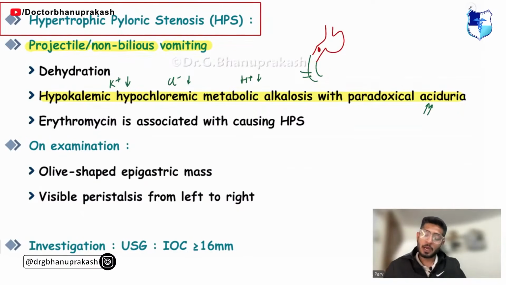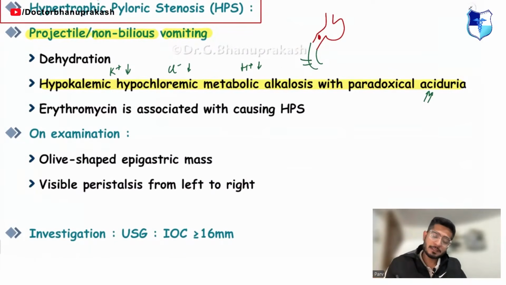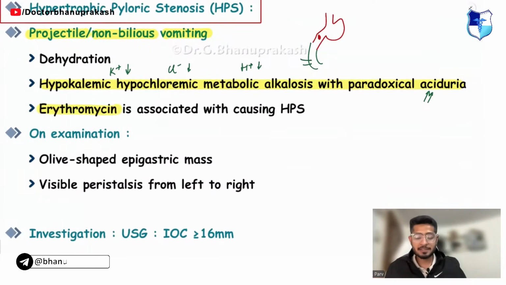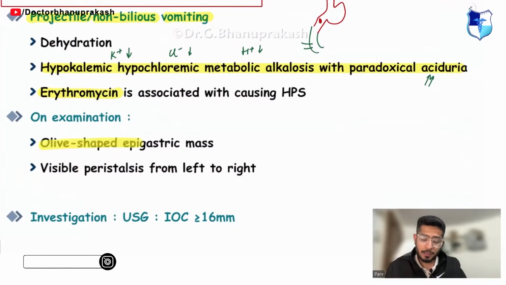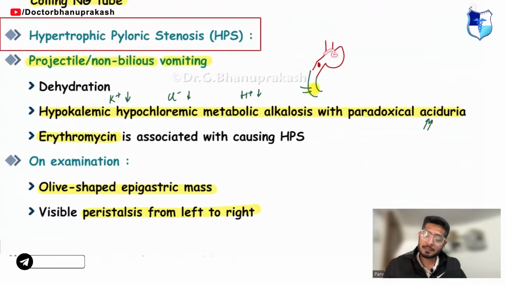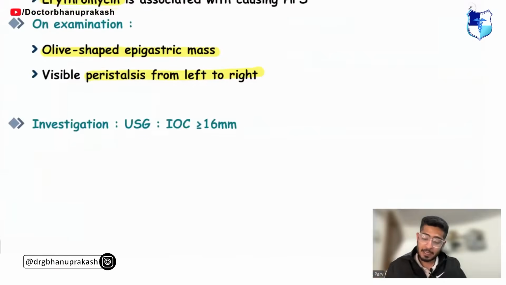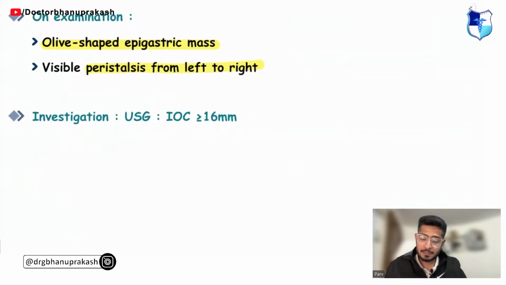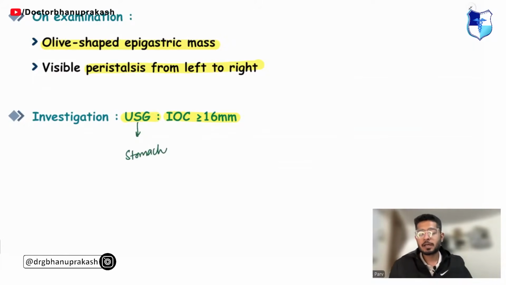ठीक है, अब हम नेक्स्ट बात करते हैं एरिथ्रोमाइसिन. ये ड्रग जो है ना, ये एसोसिएटेड होता है CHPS के साथ. You will have an olive shaped mass, बिकॉज यहाँ पर तो स्टेनोसिस हो जाएगा बच्चे. And there will be visible peristalsis. व्हाई विजिबल पेरिस्टाल्सिस? बिकॉज स्टमक यहाँ से कोशिश करेगा कि ये आगे जाए. Investigation of choice in CHPS is going to be USG. USG करेंगे हम लोग स्टमक के लिए, CHPS के लिए.